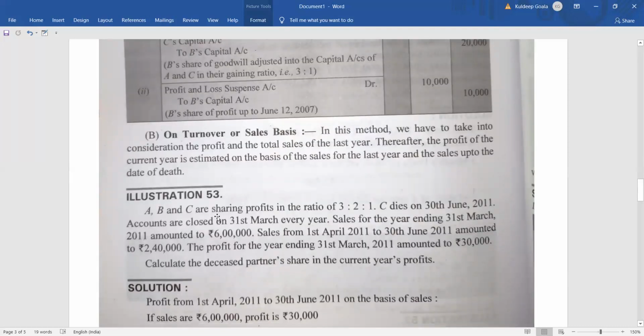A, B, and C are partners sharing profits in the ratio of 3:2:1. C died on 30th June 2011.